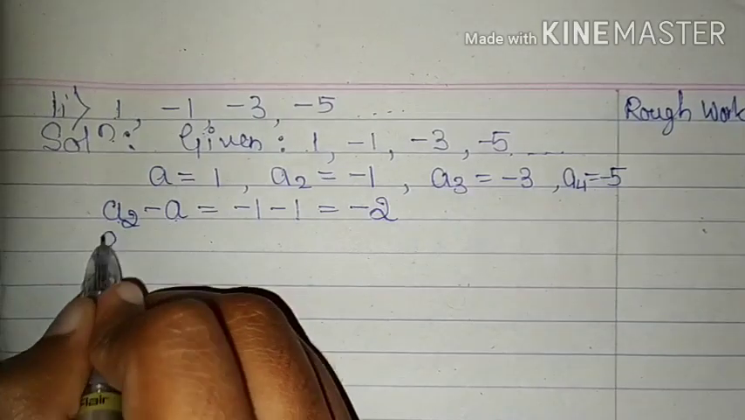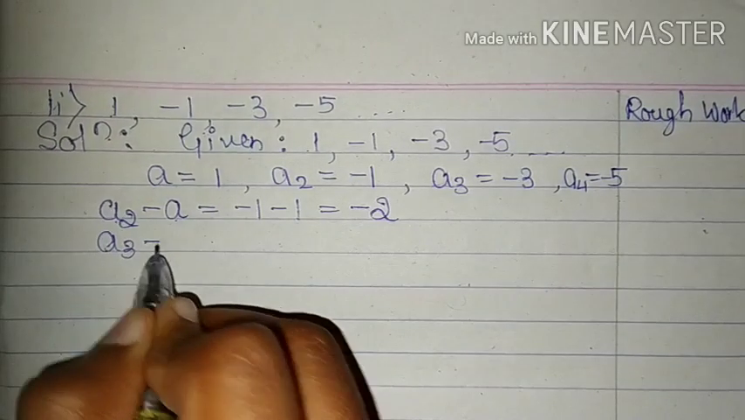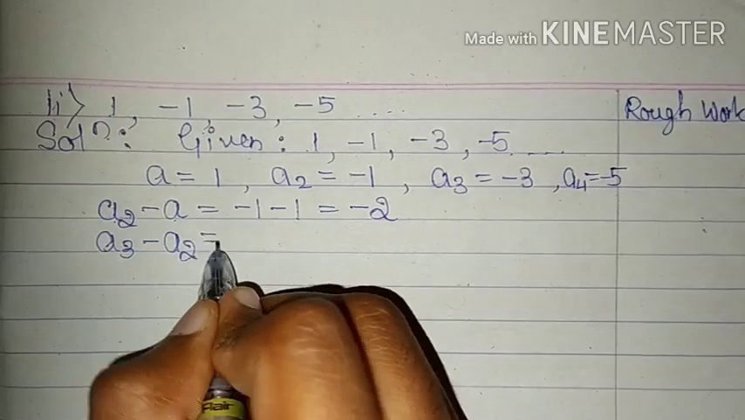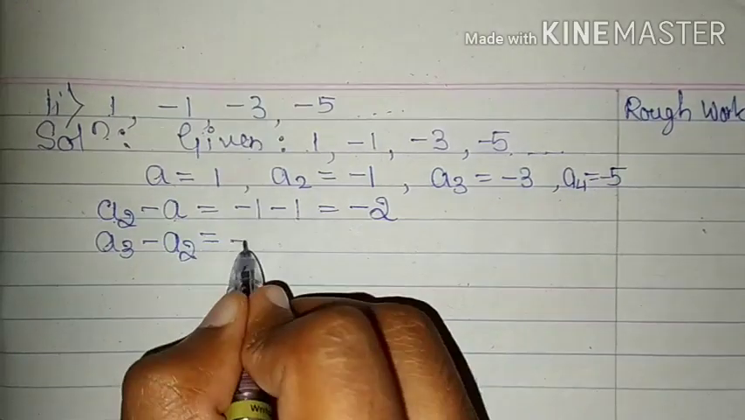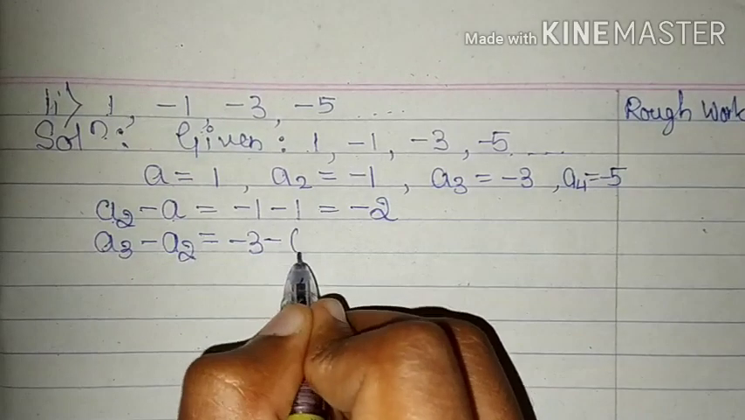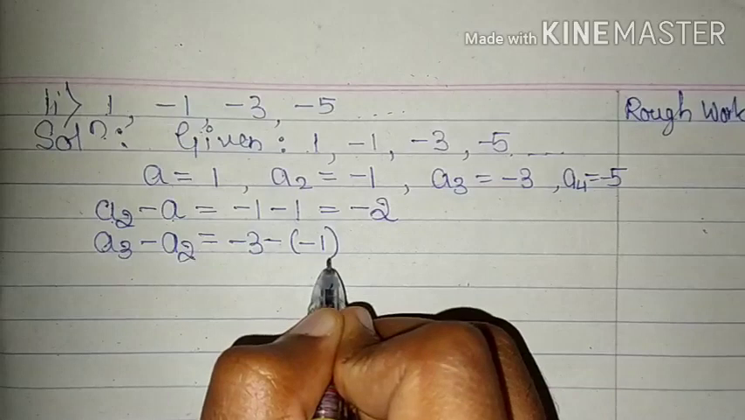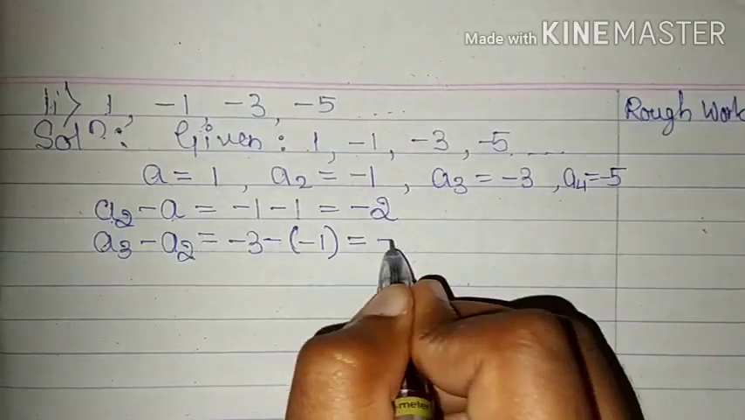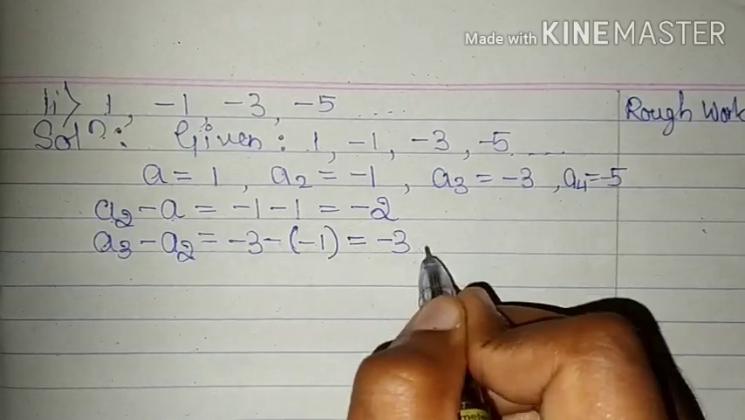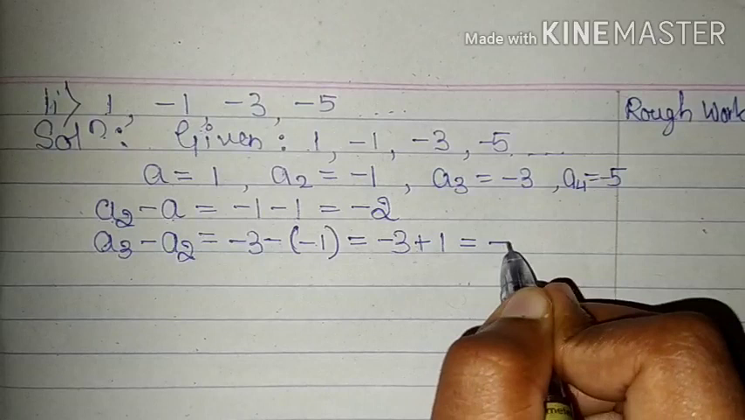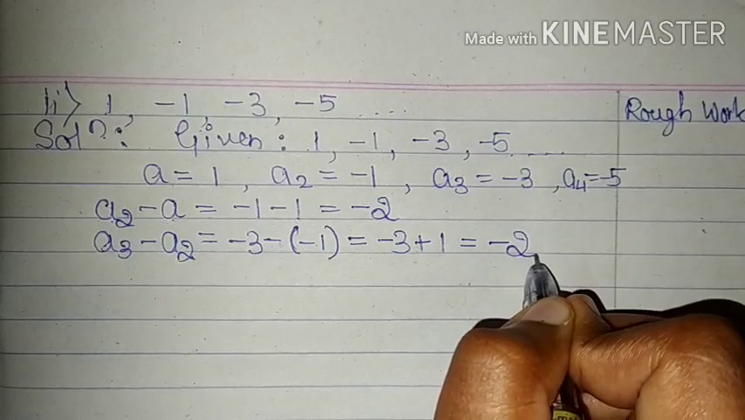Right, now A3 minus A2, the next two terms. A3 is minus 3, and then minus, what is A2? It is minus 1. So I am putting it in a bracket. Now let's open the brackets. Minus 3, minus into minus plus 1. Minus 3 plus 1 is once again minus 2.